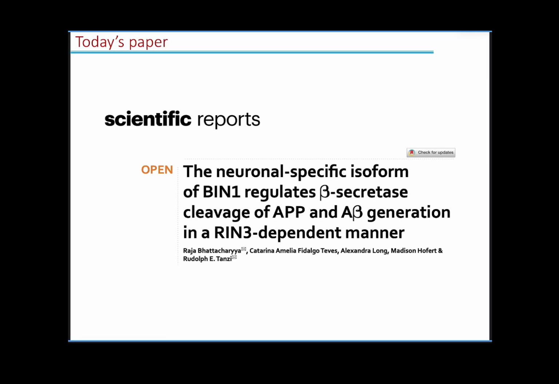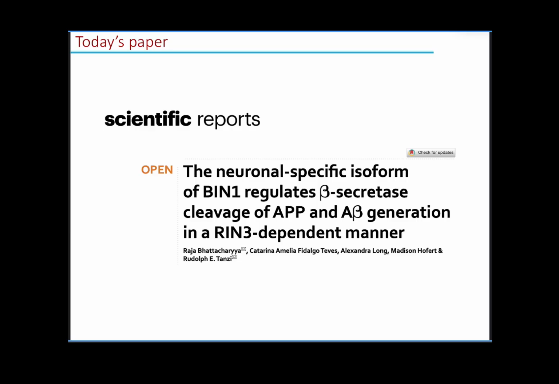So here's the paper that we'll discuss today. The neuronal specific isoform of BIN1 regulates beta secretase cleavage of APP and A beta generation in a Rin3 dependent manner. It was published in Scientific Reports. Scientific Reports is one of those journals that will publish very brief papers that are of high significance. So you don't have to have a lot of data and a lot of findings to publish in Scientific Reports, but the bar for novelty and importance is pretty high.